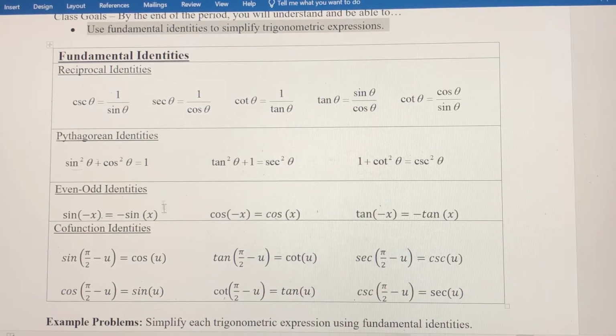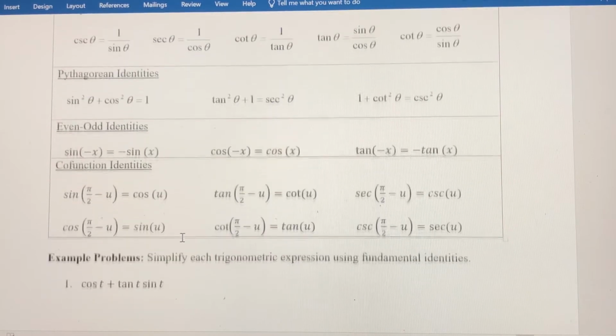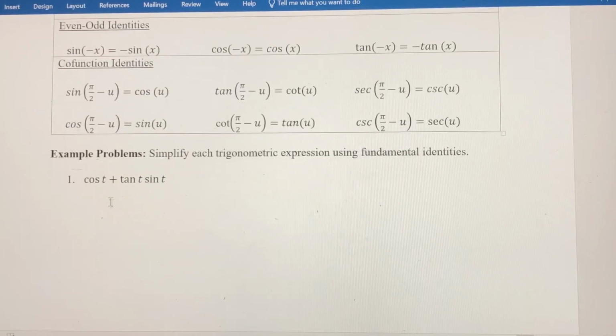In the examples I've got, we're not going to be using either of the even, odd identities or the cofunction identities. So let's take a look at number 1. We've got cosine of t plus tangent of t times sine of t, and we want to simplify this using those fundamental identities until we get something that's, again, like simplifying fractions, in simplest form.